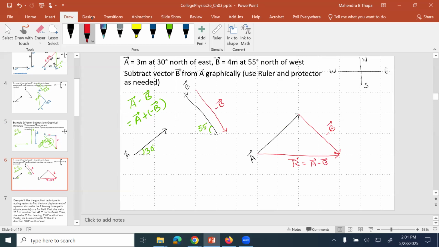So again, you have to measure this. You have to measure the length and measure the angle. Okay, that gives you the resultant vector.